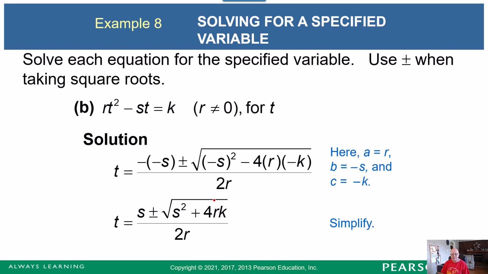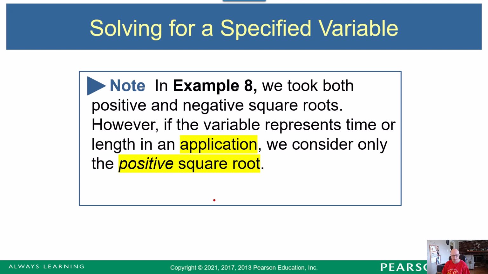And once someone tells you what R and S and K are, then you can find out what T represents for those particular choices of R, K, and S.